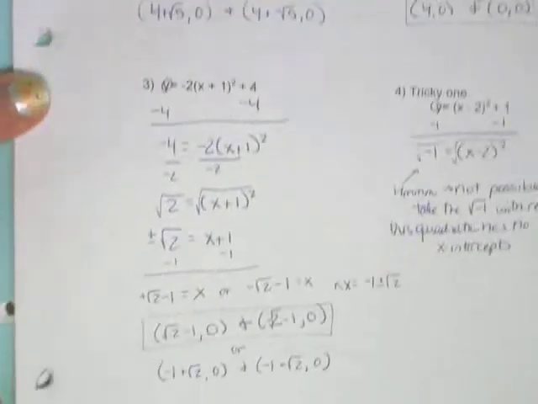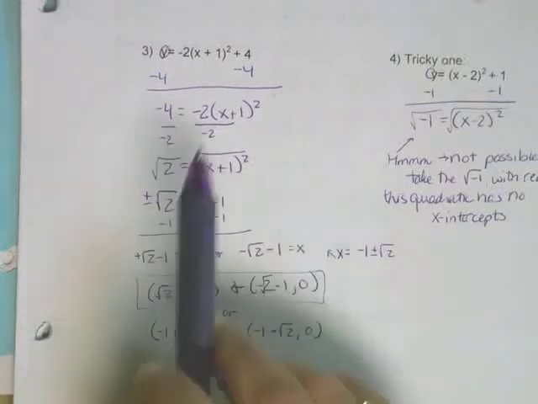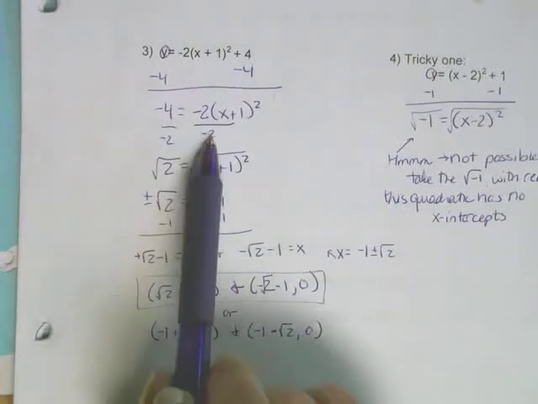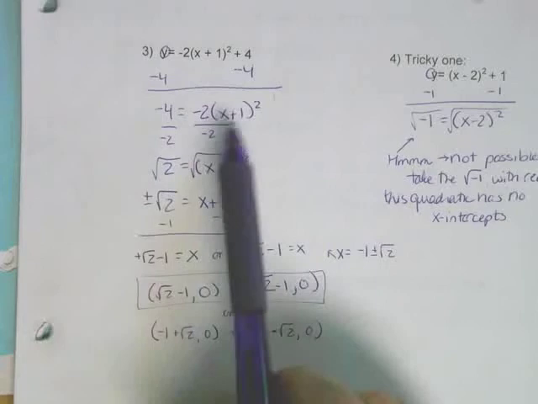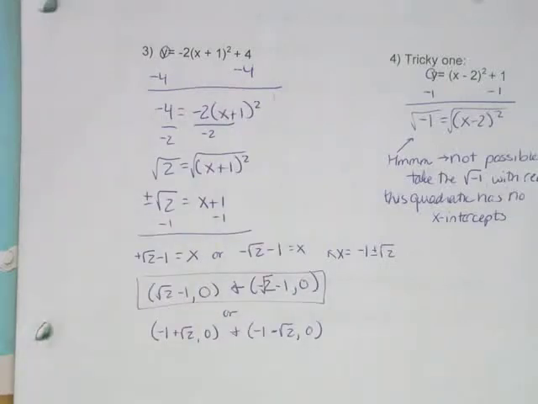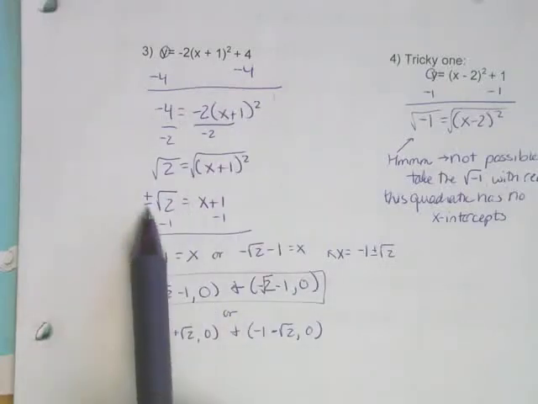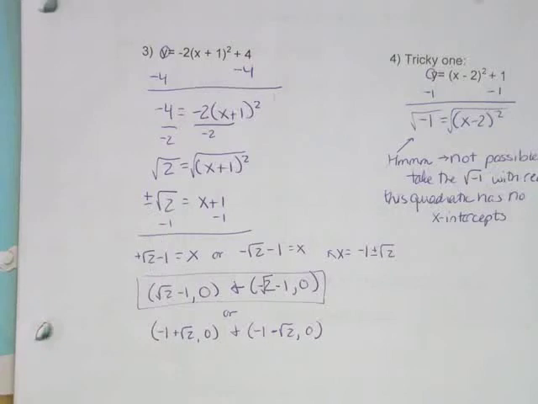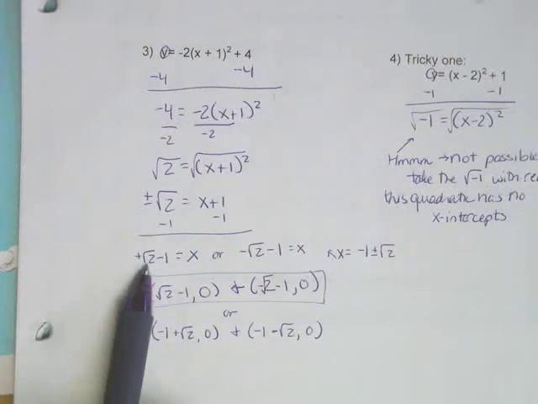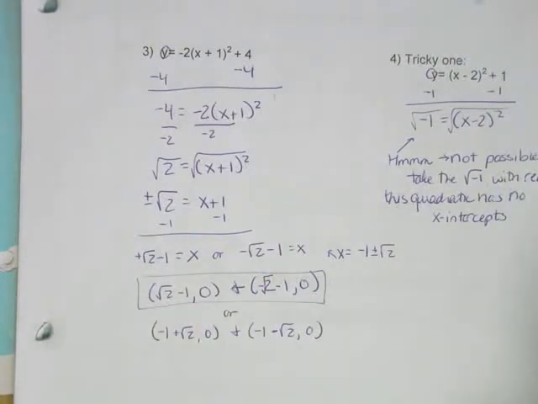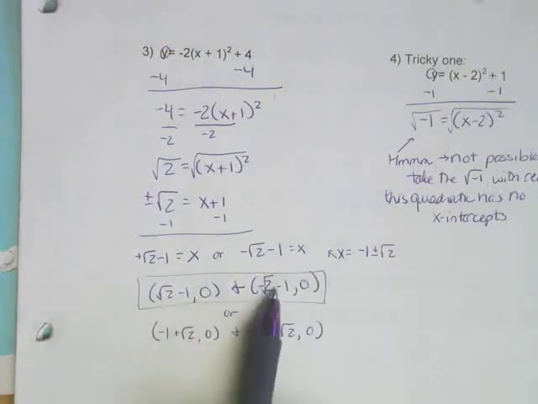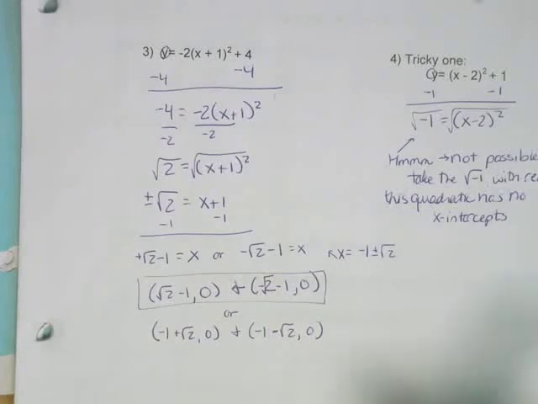Number 3 was another one where once we subtracted 4 from both sides, we did have to divide both sides by negative 2 first before you could take the square root. So then we take the square root, we get positive or negative square root of 2. That's not a nice number, so we just leave it as a square root of 2. It's not rational. And then you end up with x equals positive square root of 2 minus 1 or negative square root of 2 minus 1. And that would be our roots right there. Or you could change it around to be negative 1 plus square root of 2, negative 1 minus the square root of 2, either way.